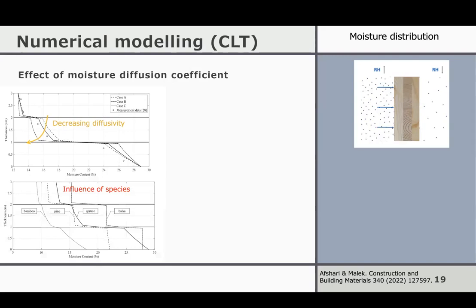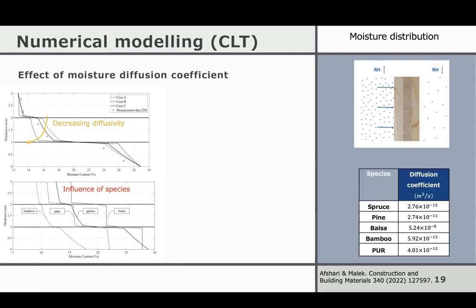If we assume the adhesive is the same, and we just look at making CLT out of different wood species, we saw, wow, quite different profiles can be created. And that means if the CLT is made of different wood species, we may have quite distinct deformation behavior. Here you can see the diffusion coefficients for different woods are quite significantly different.